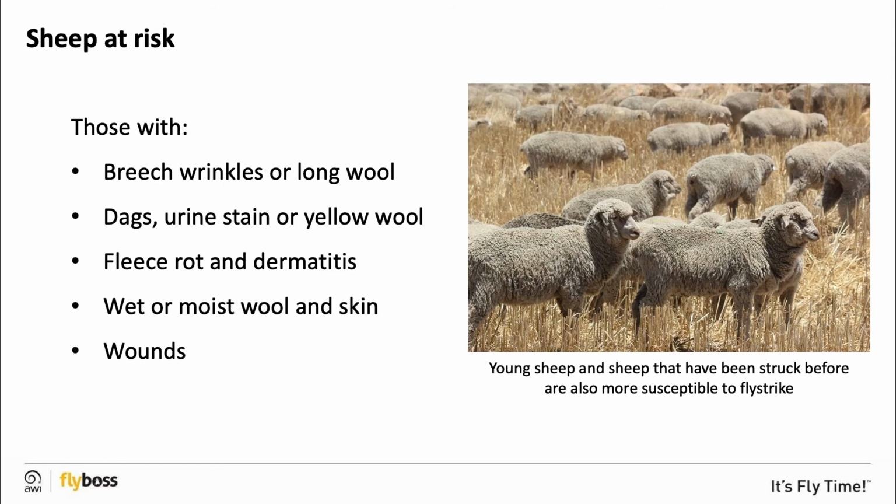Sheep that have been struck in the past may also be more susceptible to another strike. Flies use scent to find the sheep, so wet sheep or those with an existing strike are more attractive to them. Young sheep like weaners are generally more likely to get struck, especially those that are unclassed. This is a high risk category. These young guys and girls are also the most at high risk of dermatitis and fleece rot as well.